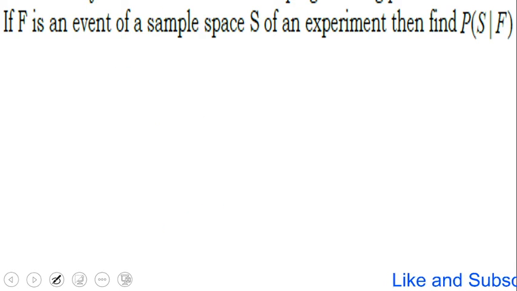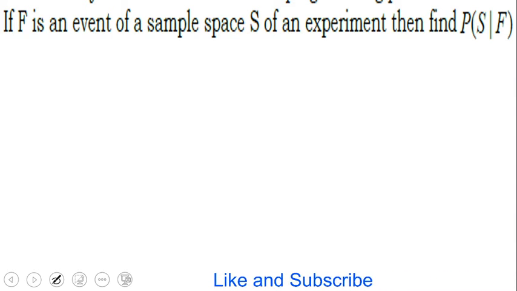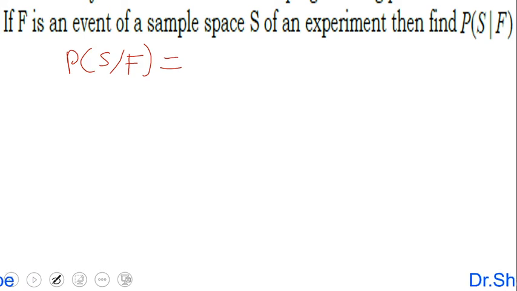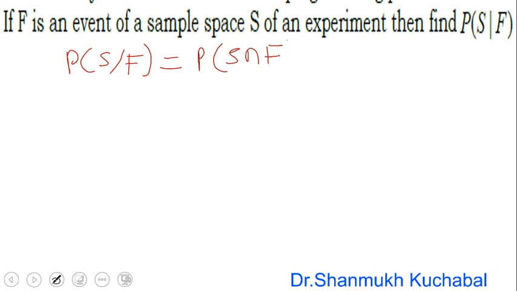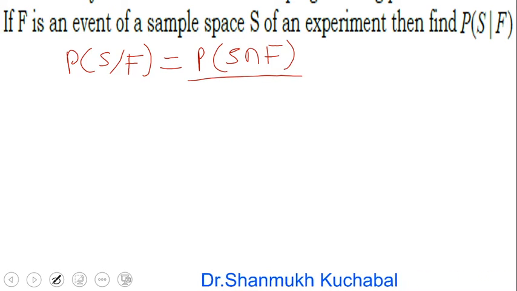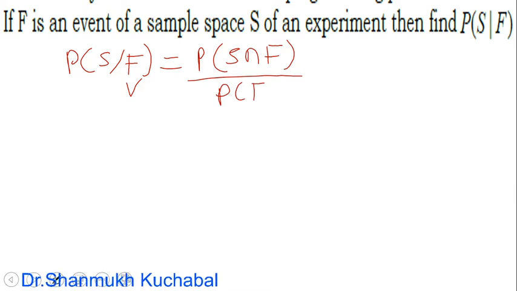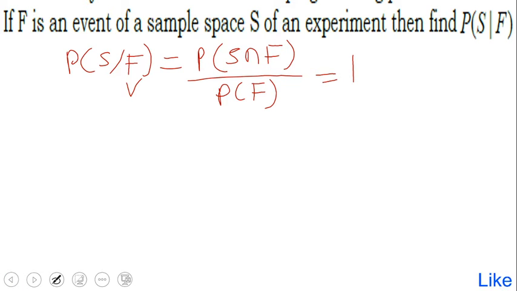So similarly, we'll move to the next example. The question is, if F is an event of a sample space S of an experiment, then find probability of S divided by F. So probability of S given F is equal to, I told you, for division we have to take the intersection. So we get probability of S intersection F. The second quantity is F, so it is taken as probability of F here. So the denominator and numerator become the same, so they cancel. We can write this as 1.